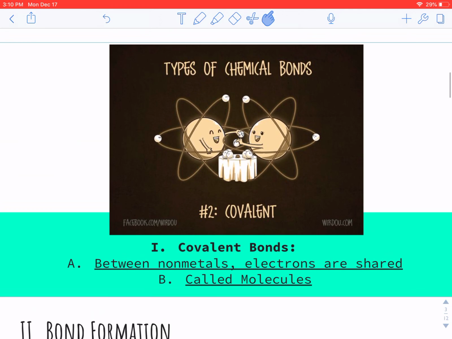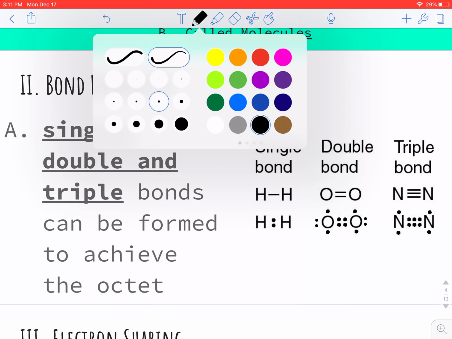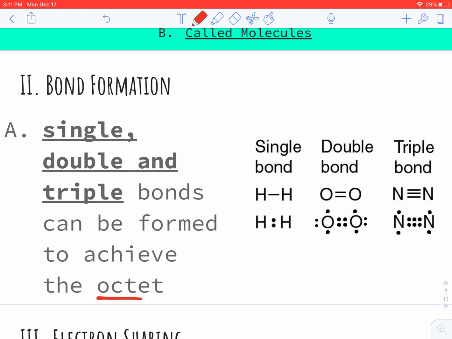So in this type of bond, it always happens between nonmetals, like I said, and electrons are shared. And the final compound that we have, we call that a molecule. I'm sure you've heard the word molecule before, but this is the correct context to use it. When bonds between nonmetals form, we can either have single, double, or triple bonds form in order for the atoms to become stable by achieving their octet. Just a reminder, an octet, it's when you have 8 valence electrons.